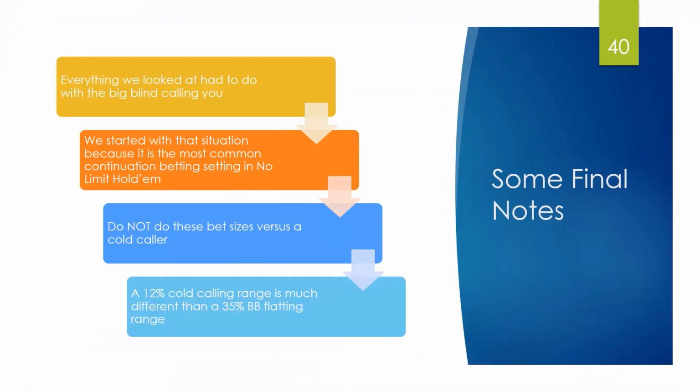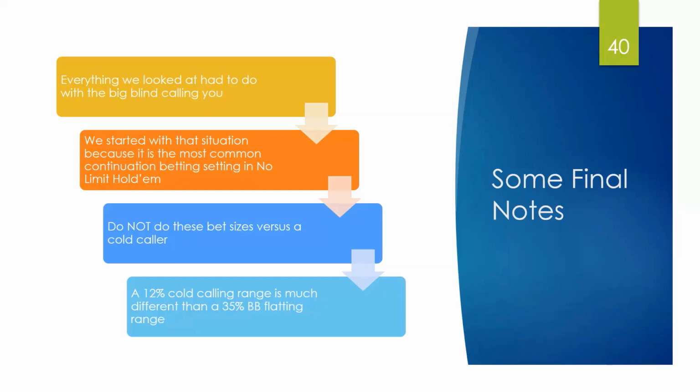Some final notes, guys. Everything we looked at had to do with the big blind calling you. We started with that situation because it is the most common continuation betting setting in No Limit Hold'em. Do not do these bet sizes versus a cold caller. I'm going to repeat that. Do not do these bet sizes versus a cold caller. A 12% cold calling range is much different than a 35% big blind flatting range.